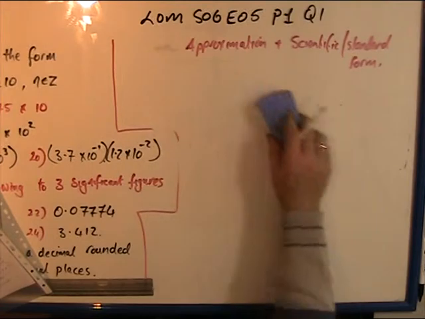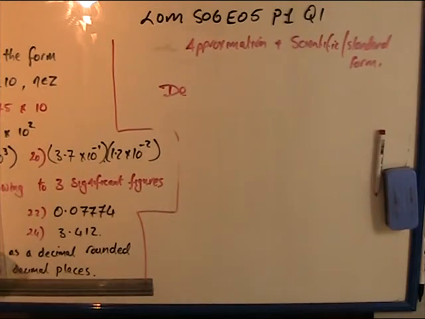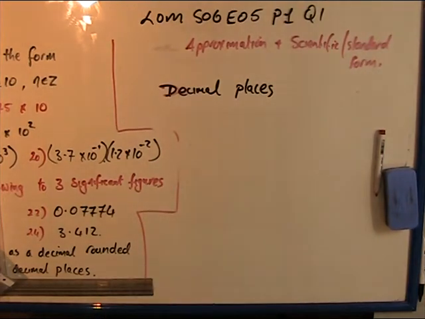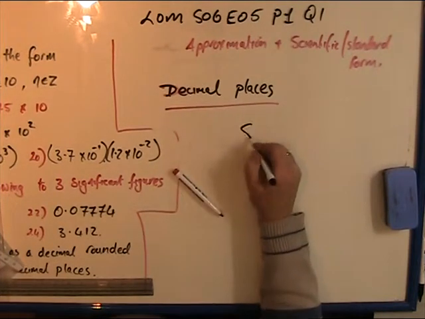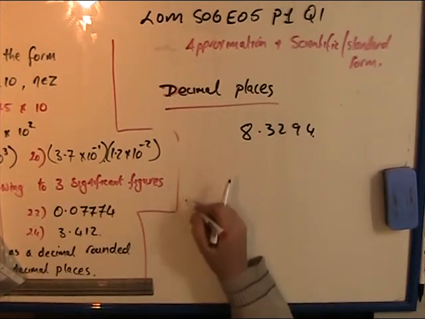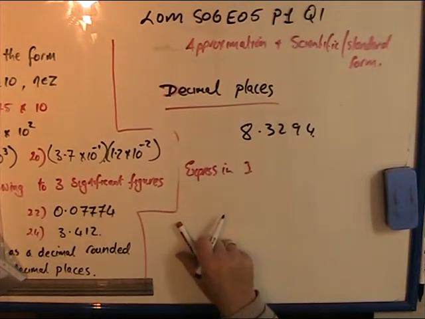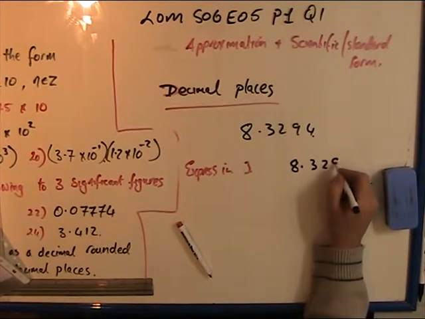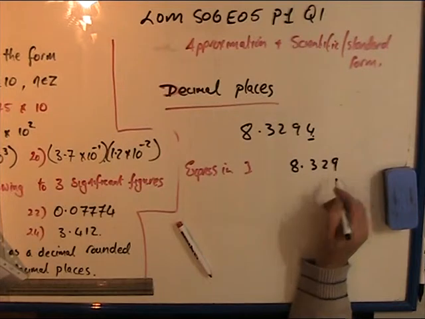So we're going to go along. The next one is decimal places. Just going along with these, I've got the number 8.3294, and it says express that in 3 decimal places. So in 3 decimal places, it'd be 8.329. The 4 doesn't change the 9 because it's less than 5. So it's 3 places.